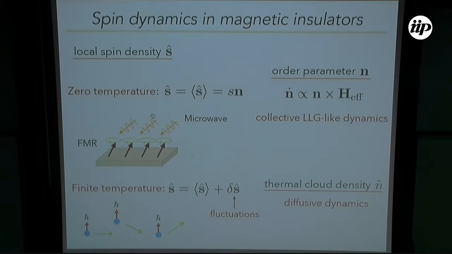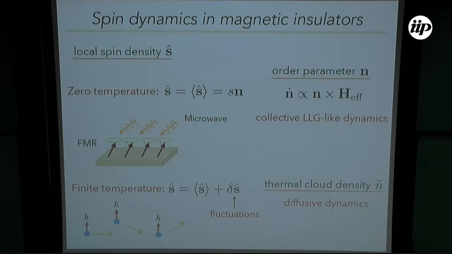Now, the order parameter obeys a Landau-Lifshitz-Gilbert-like type of dynamics, and hence its dynamics is collective. If you want to imagine the simplest example of such a dynamics, you can imagine, for example, a magnetic insulator whose FMR mode is excited via an RF field or microwaves. And this FMR mode is an example of collective spin dynamics.